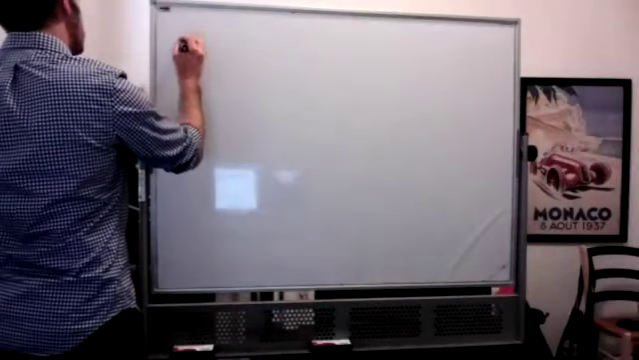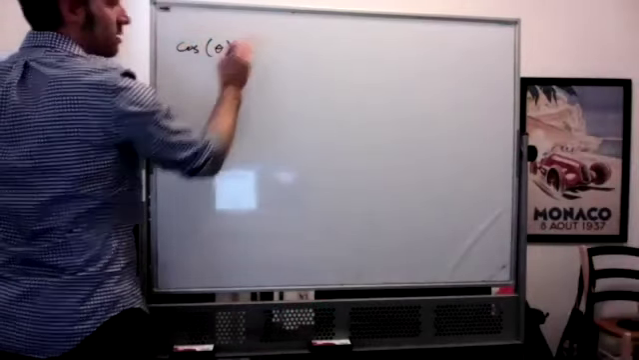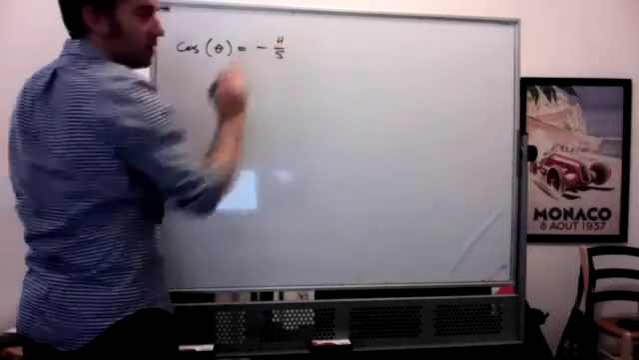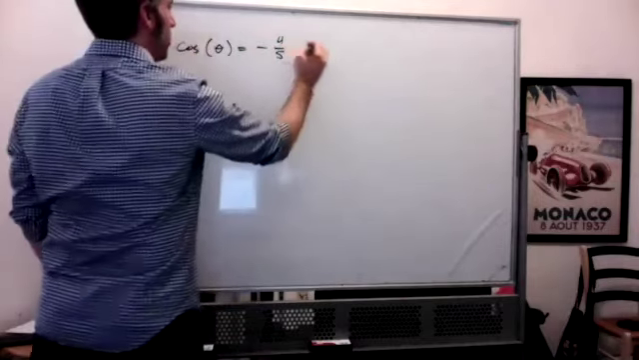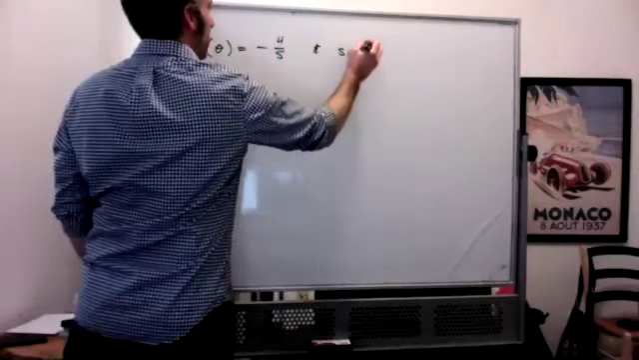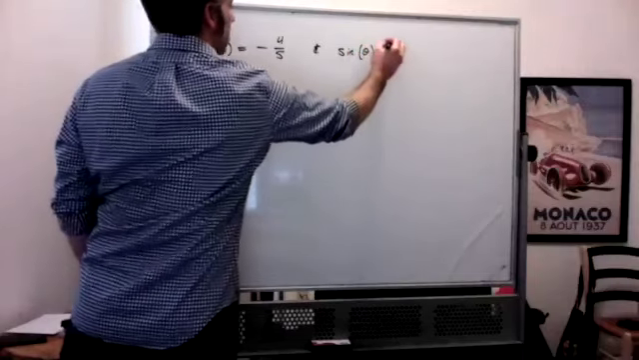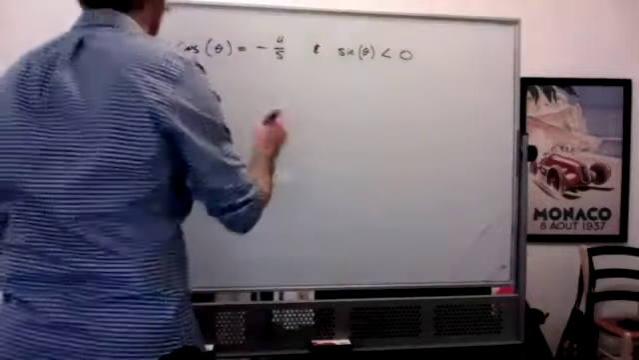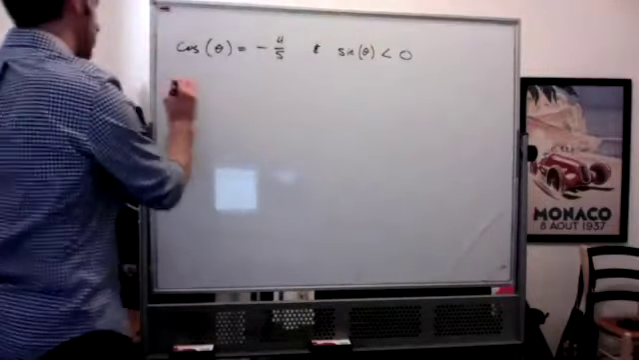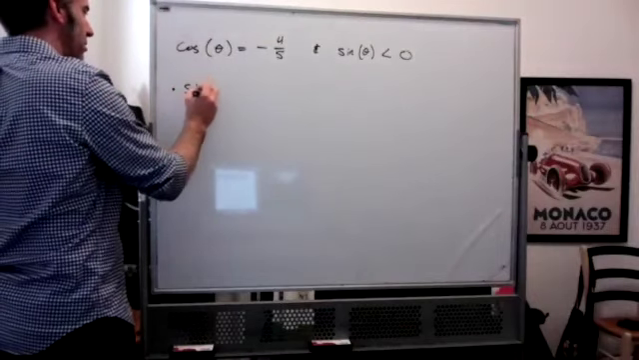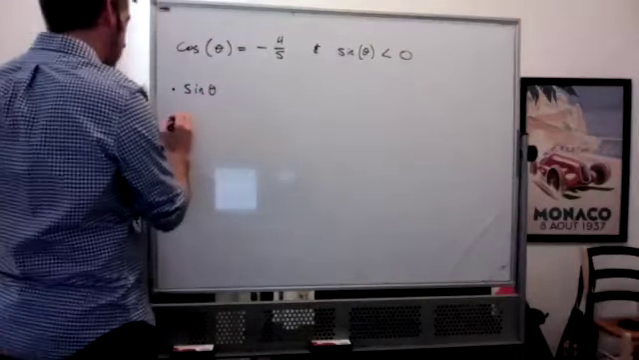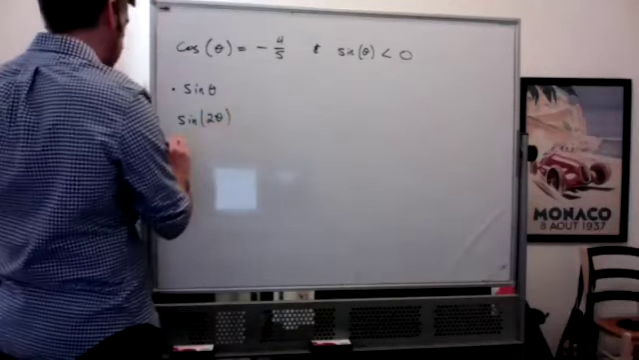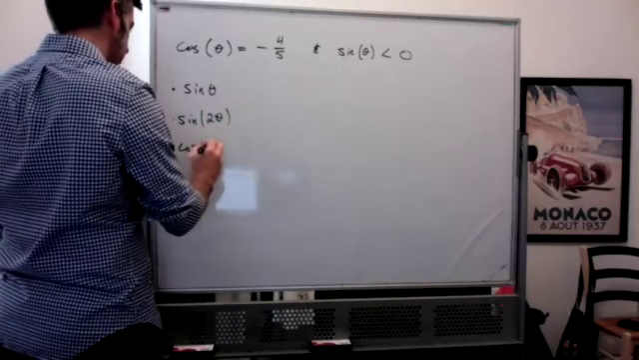I know that cosine of theta is equal to -4/5. I'm also given that sine of theta is negative. So I want to find the following things. I want to find sine of theta. I want to find sine of 2 theta. I want to find cosine of 2 theta. And I want to find tangent of 2 theta.